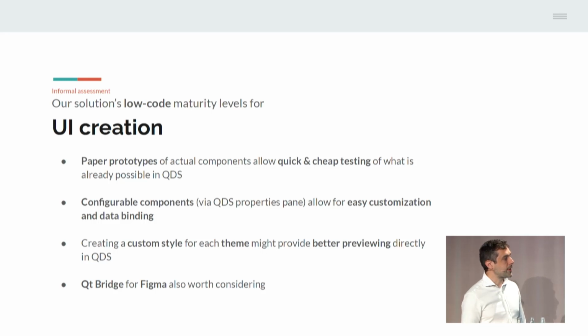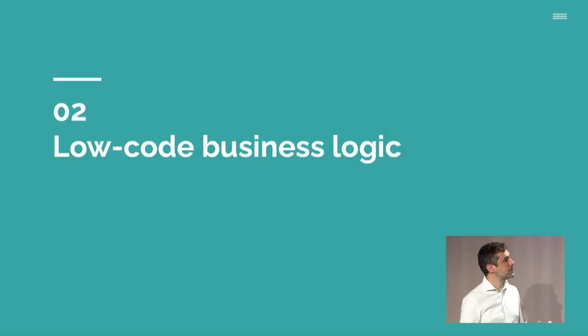Instead of using file selectors, we might next time around maybe use the custom styles, which is another technology for QtQuick controls too, and that can probably make things easier because they are supported in Design Studio. So that will give you a preview of all your themes out of the box. And then again, QtBridge for Figma certainly would be worth considering nowadays.